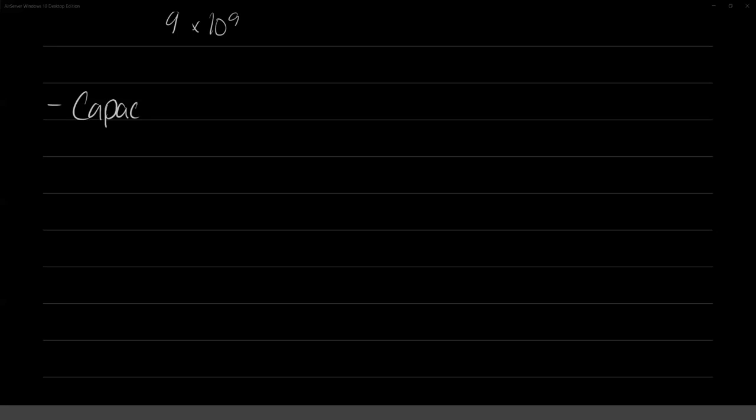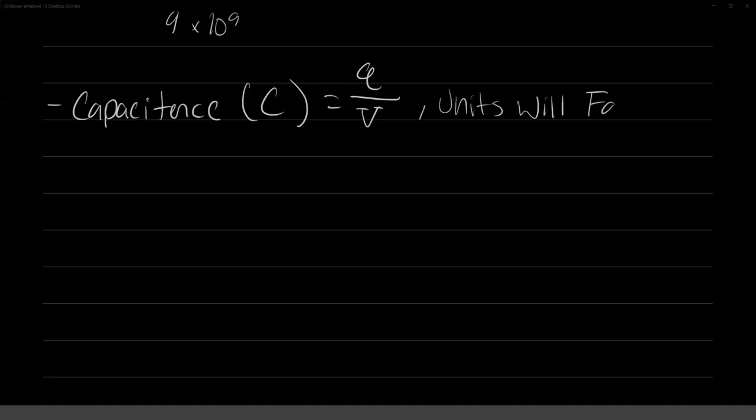Make sure I'm spelling it right. So, like I said, it can be shown as the letter C. And basically, it's the charge divided by voltage. This is the best way to define capacitance for most problems. And then the units will be farads.